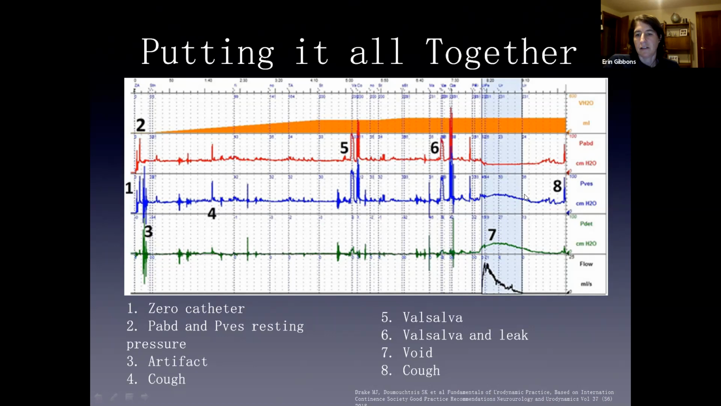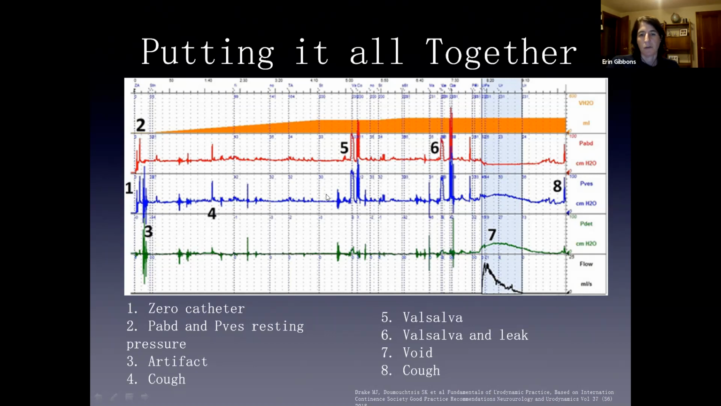And then here is the detrusor, here is the pressure within the bladder generated to urinate. Here's the detrusor contracting to get the person to urinate. And here's the flow coming out.